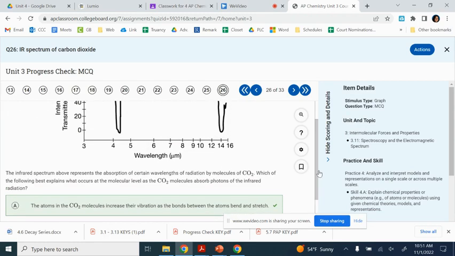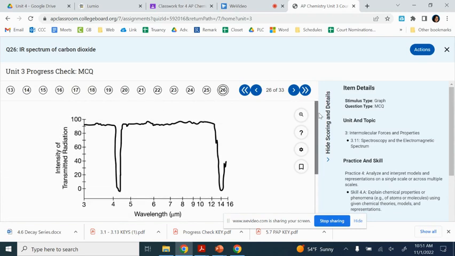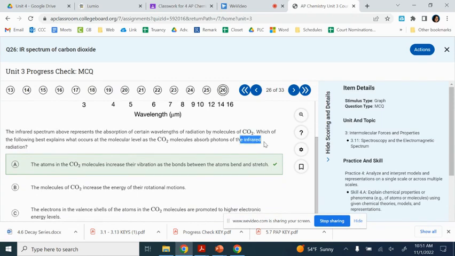All right, what else? You don't really even need this graph to help you with this. This graph gives you nothing. You need to see infrared, and when you see infrared, you think of vibration. Or sometimes you can think friction, but vibrational, moving back and forth, vibrating in place.